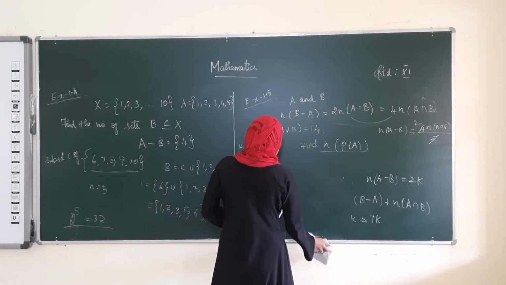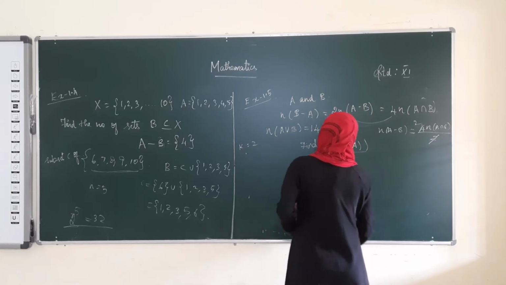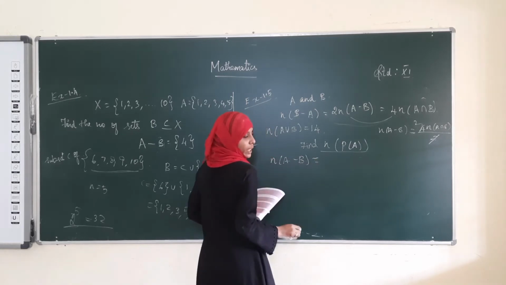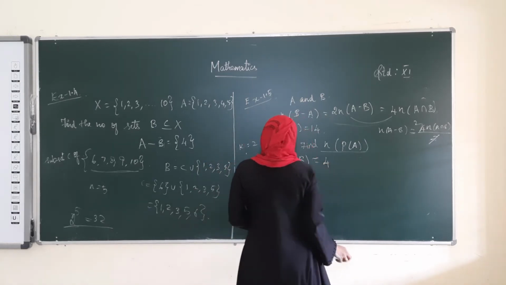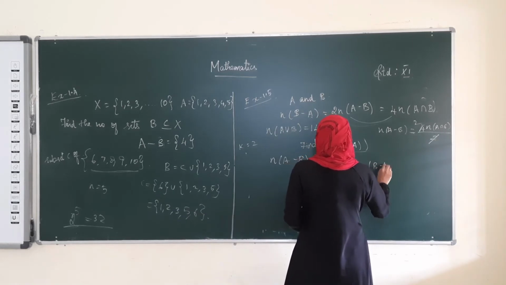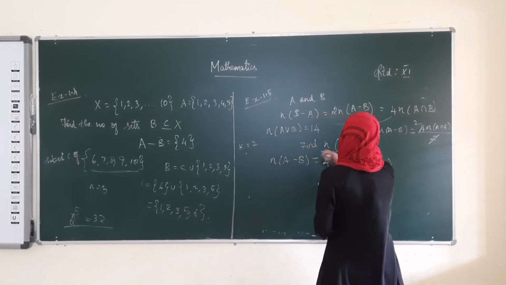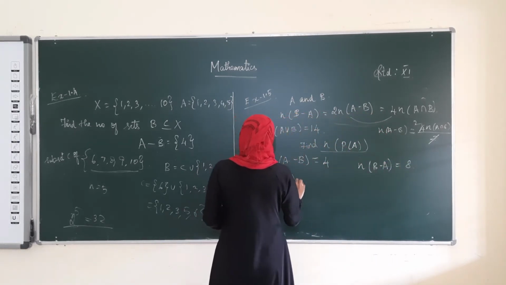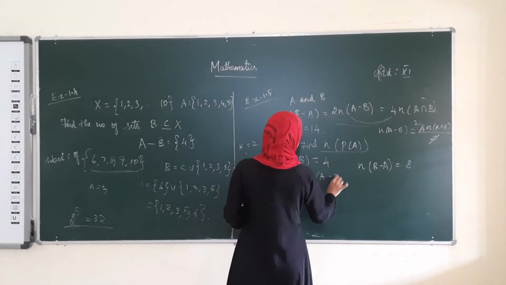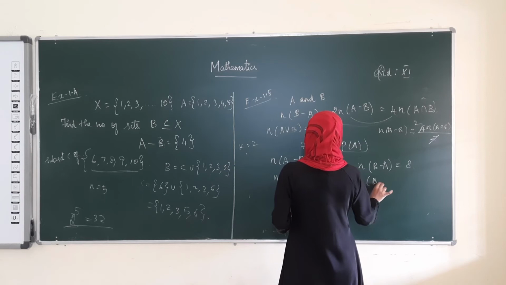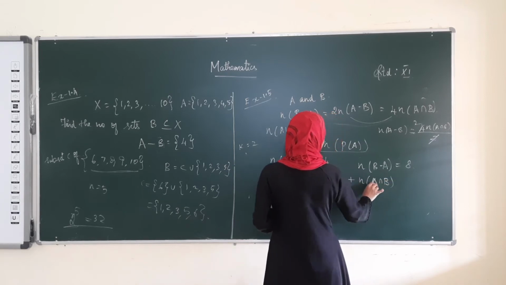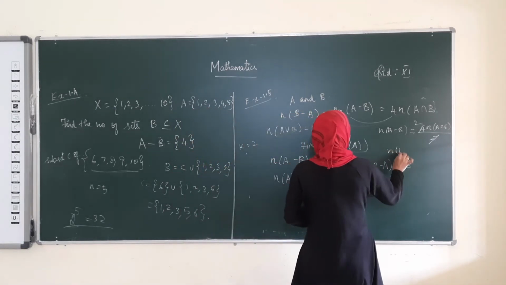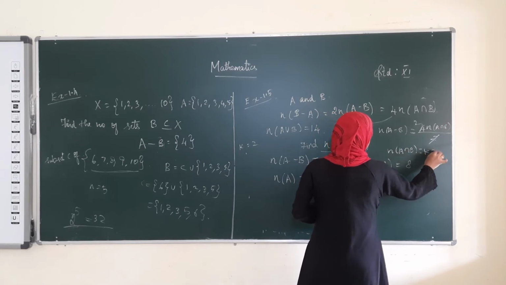But what we have to know is n of A. Since the value of K is 2, n of A minus B is equal to 2K, which becomes 4. And n of B minus A is equal to 4K, so 4 into 2 is 8. Now we know the formula: n of A is equal to n of A minus B plus n of A intersection B. n of A intersection B we took as K alone, therefore its value is 2.